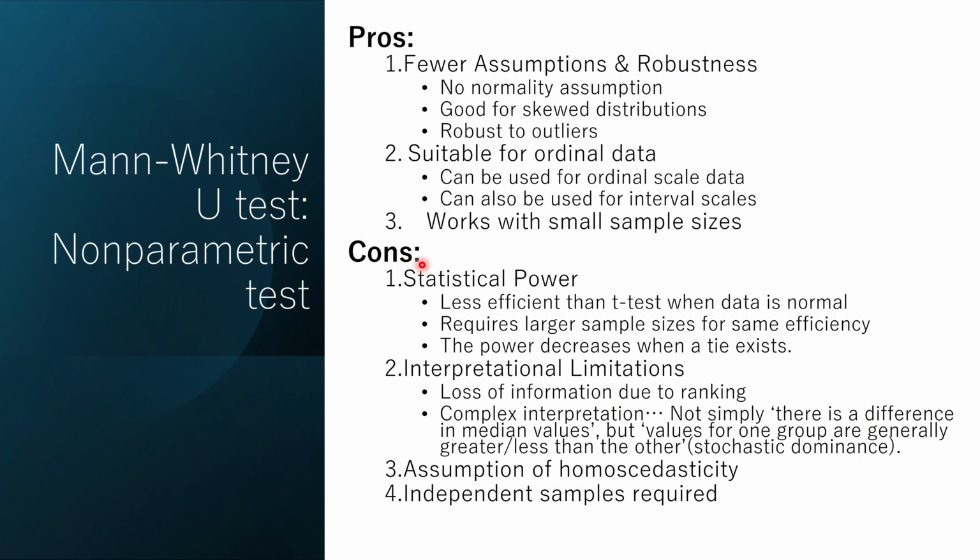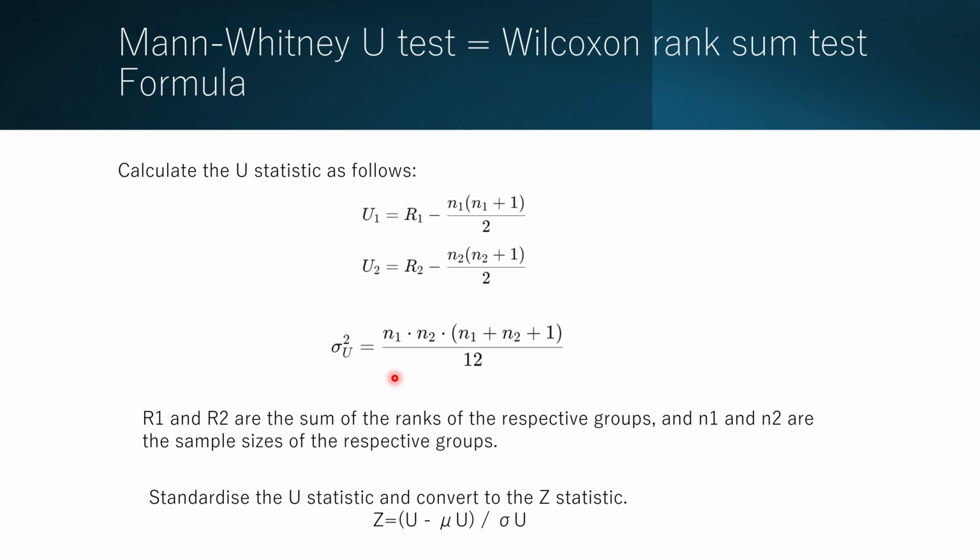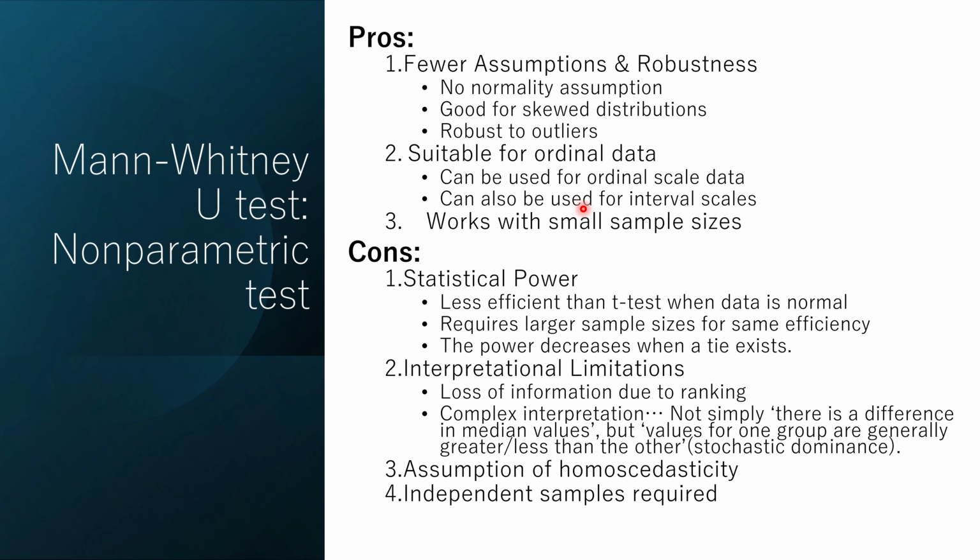Here are the pros and cons. The main advantage is robustness and fewer assumptions. It does not require the data to be normally distributed. So it's good for skewed datasets or data with outliers. It's also suitable for ordinal data, because we rank the data. It works with small sample sizes, is suitable for ordinal data, and has fewer assumptions.